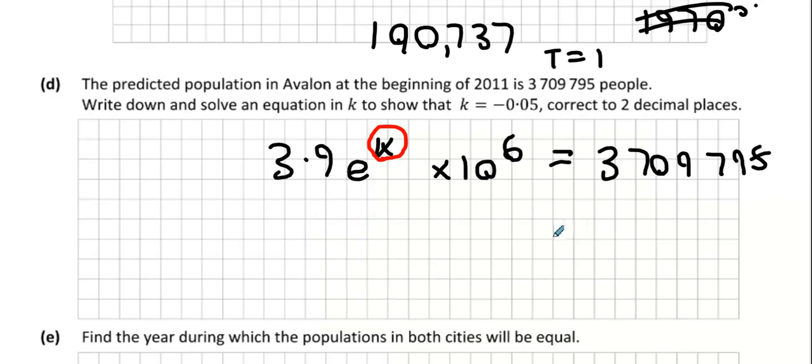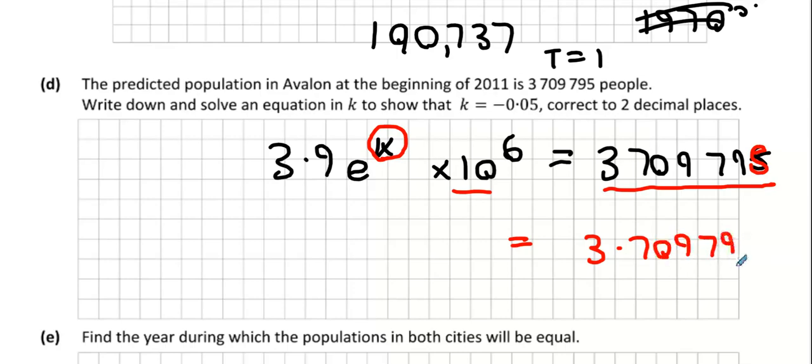Now, here we go. What I'm going to do first is get rid of the 10 to the power 6. I'm going to bring that underneath. So could somebody do 3,709,795 divided by 10 to the power 6? Anybody got it? 3.709795. That's when I divide by the 10 to the power 6, which is now gone.